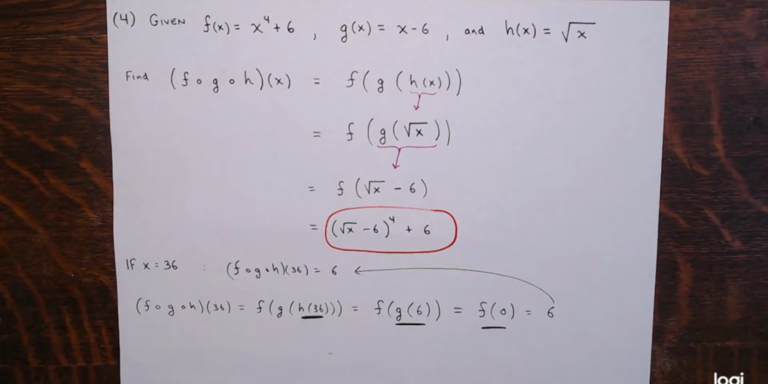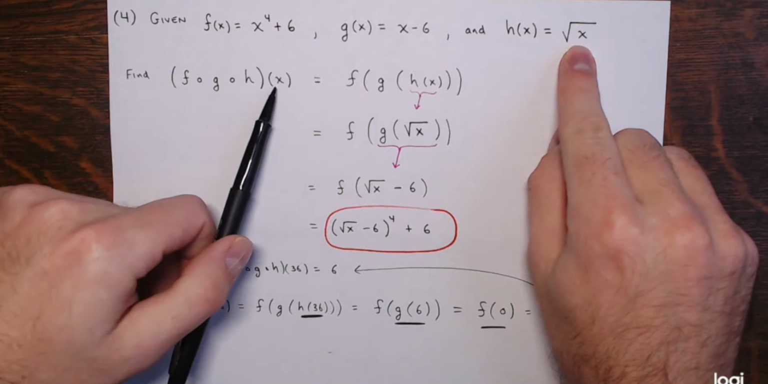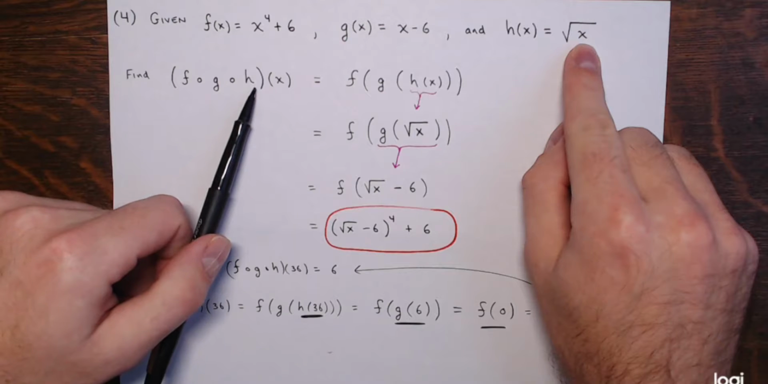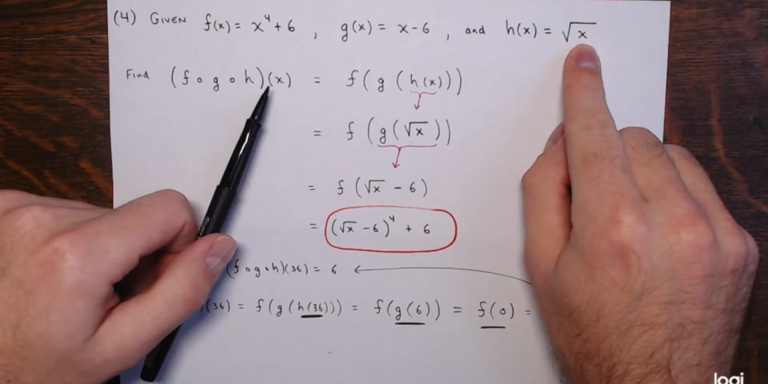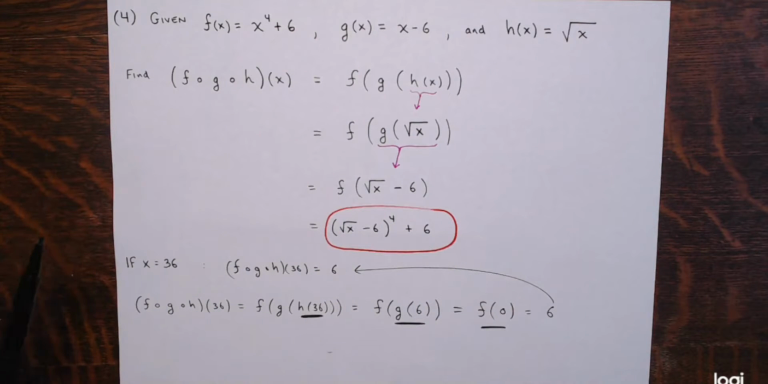Now again, you could do this for any number, except for negative numbers, because the first function we're plugging into is h, the square root of x. So you can't plug in negative numbers. That'll be imaginary, the square root of a negative. But for any number 0 or greater, this will work. This is a good rule.